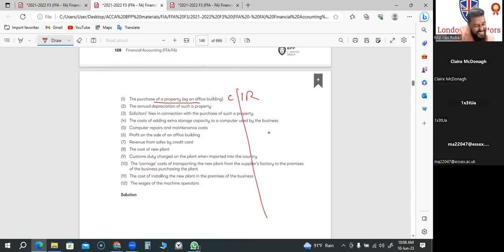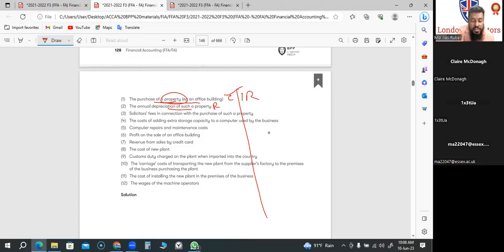You purchase a property. Capital expenditure, brilliant. Annual depreciation of the property. Is it capital or a regular day-to-day expense? Revenue, well done. Revenue, brilliant. Thank you for your prompt answer.